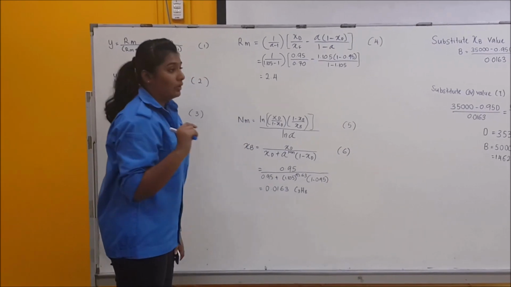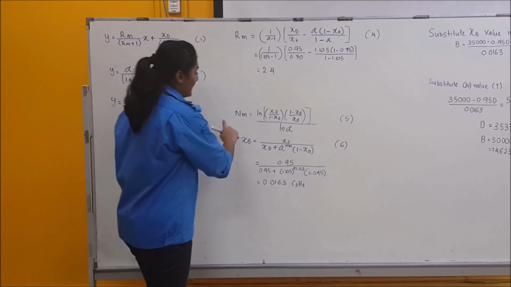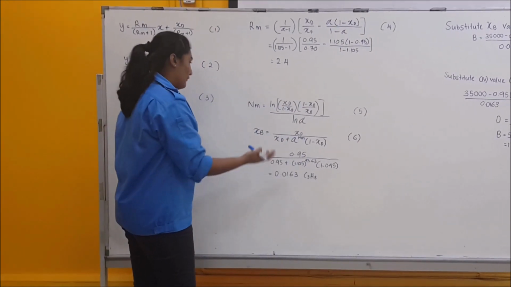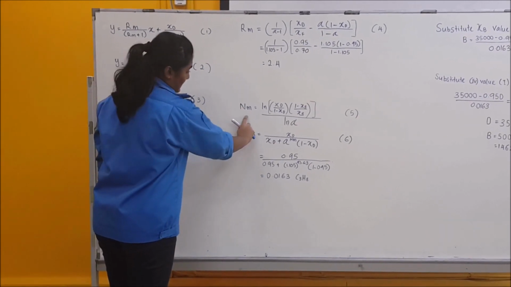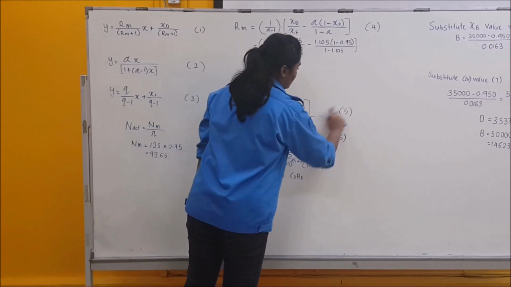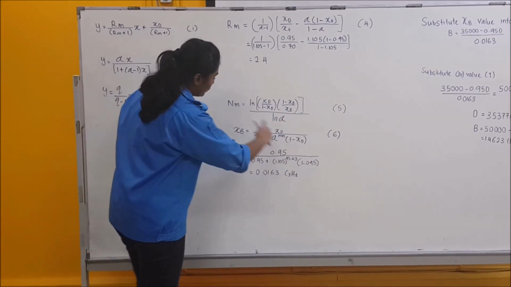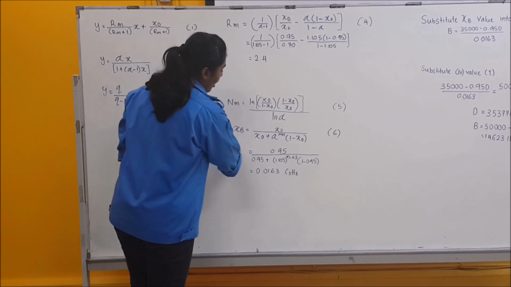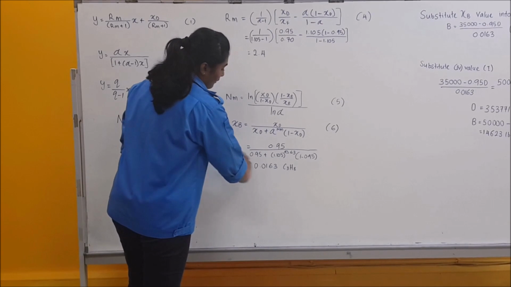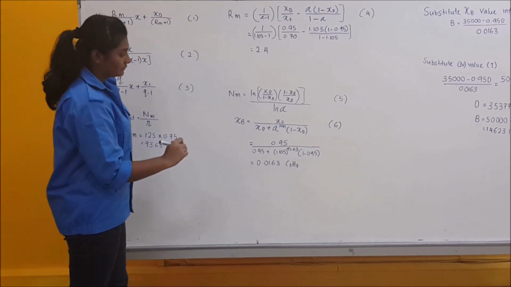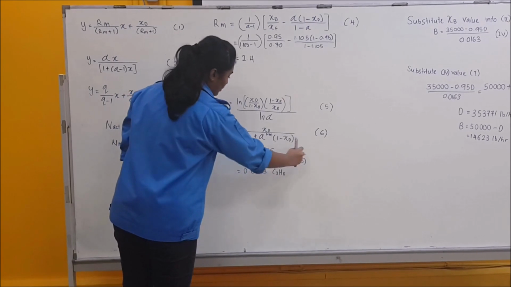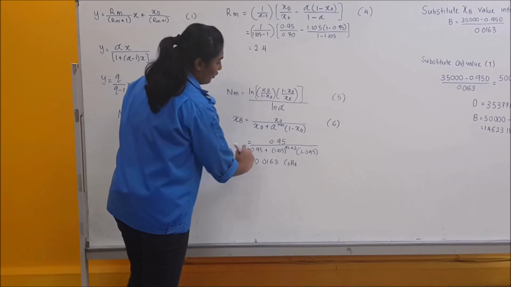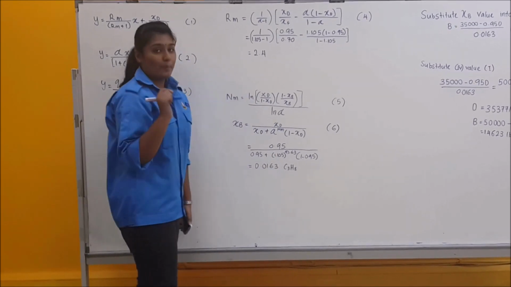Since the relative volatility is constant, we can use this equation. We already found the minimum number of stages. So this equation, equation number 5, can be rearranged so that we can calculate the value for XB, which is the mole fraction of propylene. We can substitute all the values inside and we get the mole fraction of 0.0163 C3H8, which is propylene.